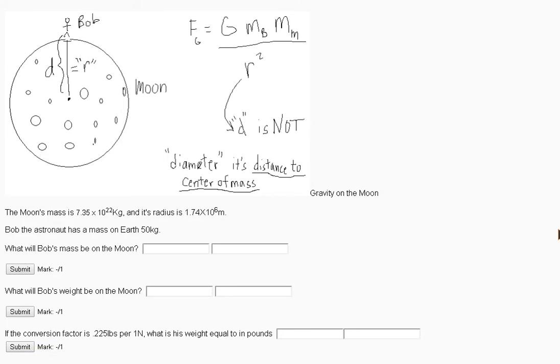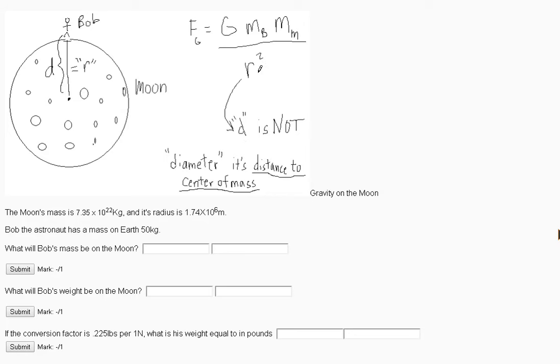And so this is a distance. It's not diameter in this case. It's the distance to the center of mass, because in this equation we usually see this as a d. I put it as an r in this case to show you that the distance is the radius. The distance between Bob and the center of the moon is the radius of the moon, since we're going to the center of mass. So that's one thing that needs to be clarified in this question: why this is an r instead of a d. So just be careful and realize what the r's and the d's mean.